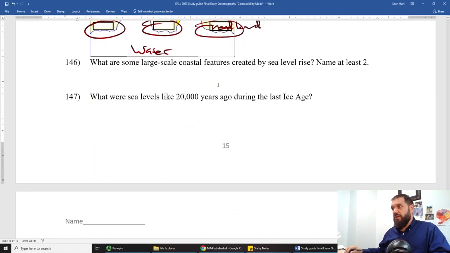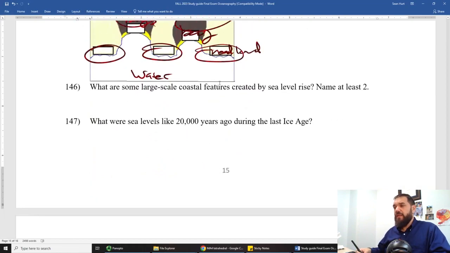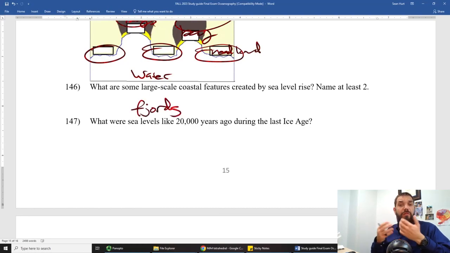Now, what are some large-scale coastal features created by sea level rise? We talked about a few of these in lecture, but fjords are one. That's when you have glacial valleys that were carved out by glacial action. Remember, glaciers flow and carve out these deep U-shaped valleys. When those fill up with water due to sea level rise, it creates what's called a fjord. When you have a river-cut valley, you have a different situation.